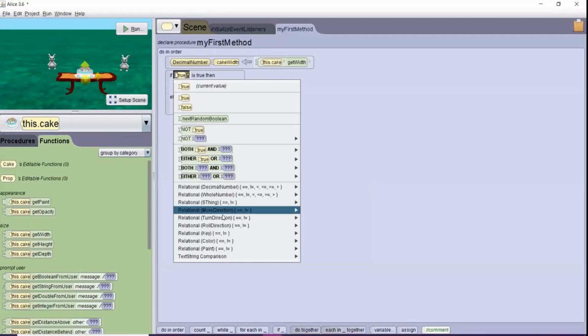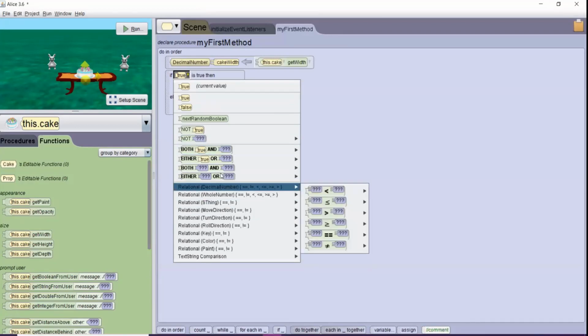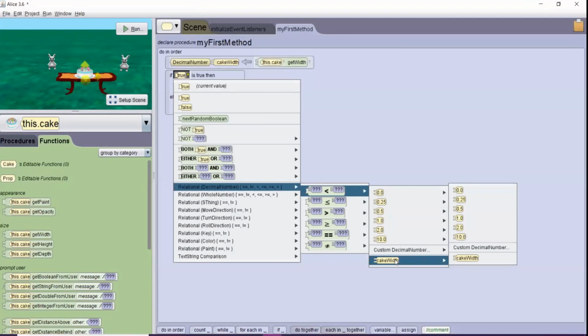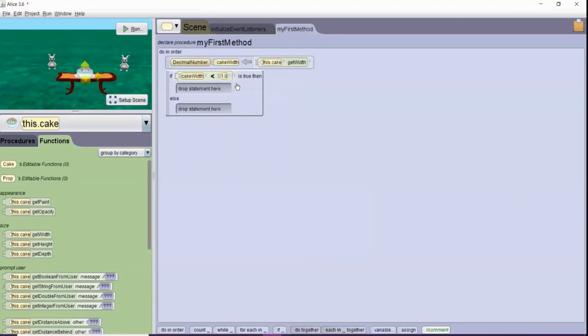Whether you nak whole number ke apa. Sekarang kita nak buat comparison berkenaan dengan decimal number. So you kena cari this one lah, relational. Sama ada kita nak less than ke apa. Kalau kita ikut textual storyboard kita tadi, kita nak less than. Okay, first ingat kita kena left hand side kita adalah cake width. Okay, left hand side dan right dia adalah 1.0. So dapat if cake width less than 1.0, apa yang kita nak buat kat sini?